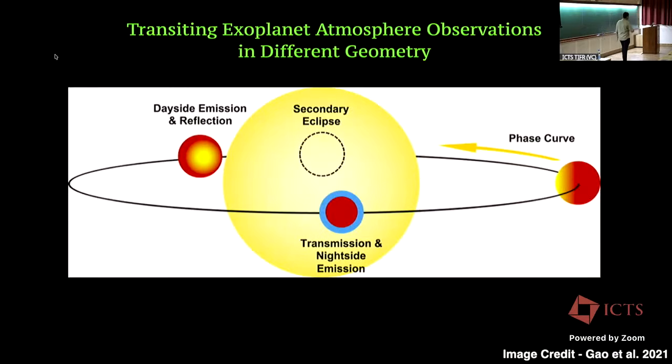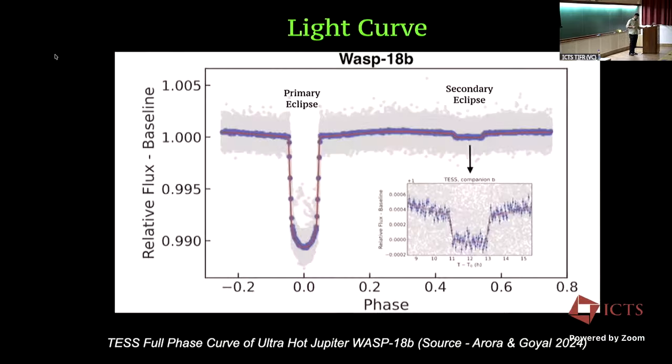Okay, so I have just given you a primer on this. I'll come back again to how we do it. So in reality, what do your observations look like? That was the illustrative diagram, but this is a real observation, from TESS. This is for one of the ultra hot Jupiter exoplanets, WASP-18b.